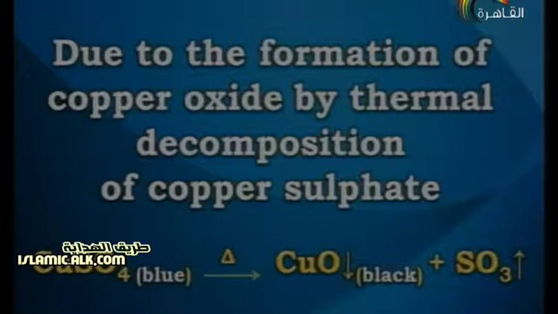We have copper oxide, which is black color or black precipitate, and we have a gas, sulfur trioxide, SO3. And don't forget to write the equation. It's very important. It has a mark. So copper sulfate, CuSO4, blue color, by heat energy changes into CuO, black precipitate, plus SO3, sulfur trioxide. Okay, let's go to see another one of these questions.